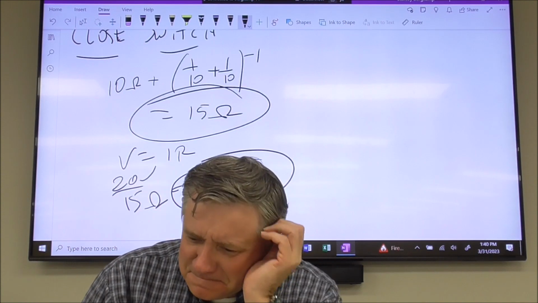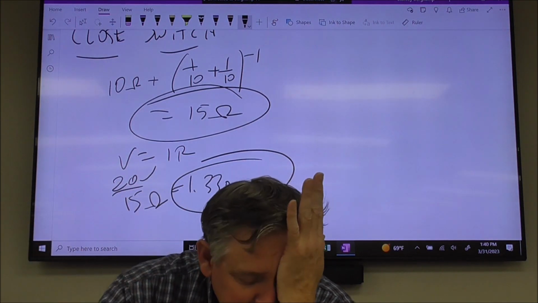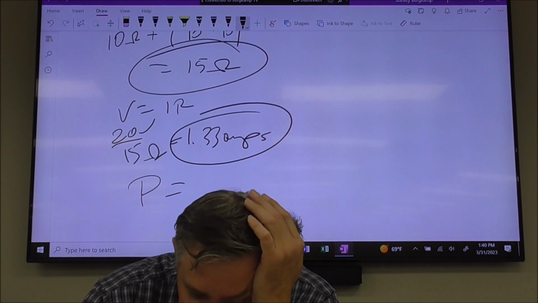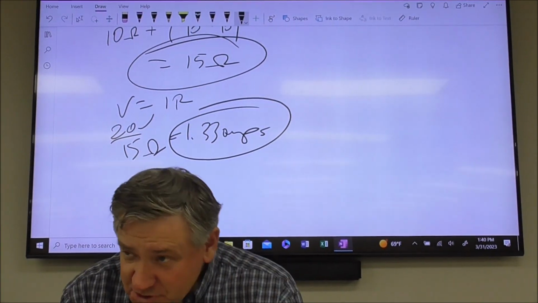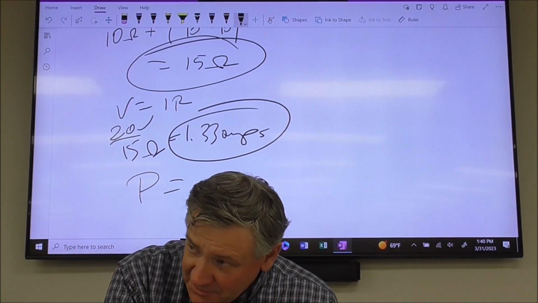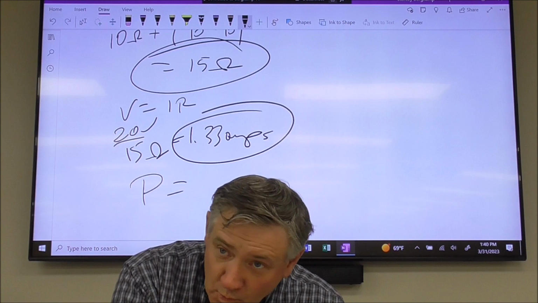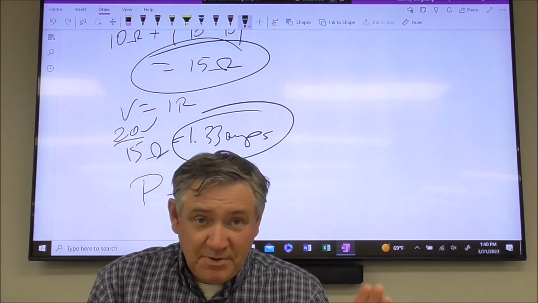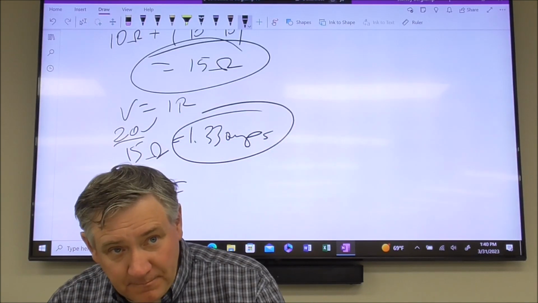Okay, it's still in chronological order. Anyway, back to our story. Now, when you look at your power calculation, here's the story. Once you begin to calculate power in one method, if you're comparing them, you stick with that method. Don't do one calculation using PIV and then move to the next section and use I squared R.